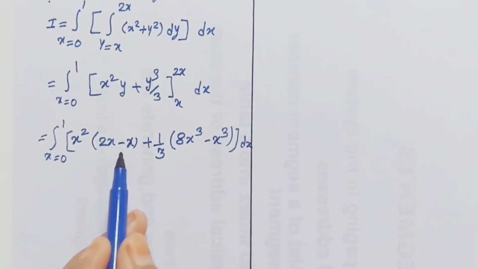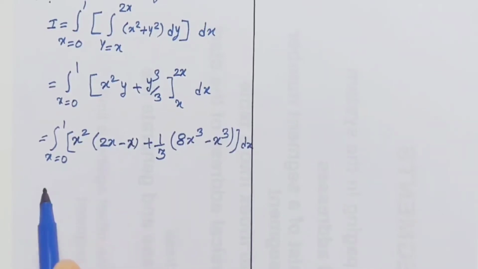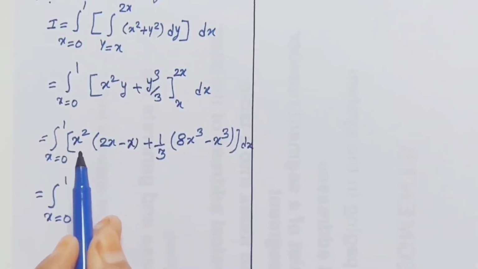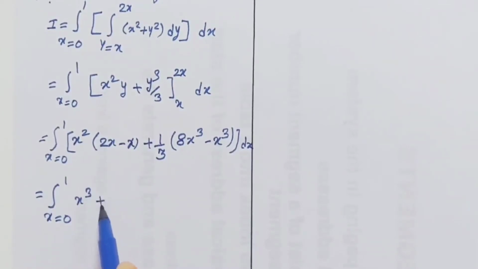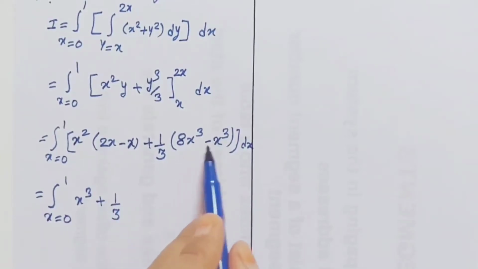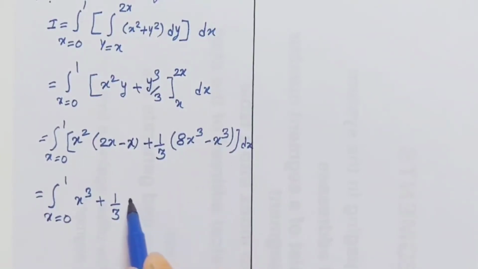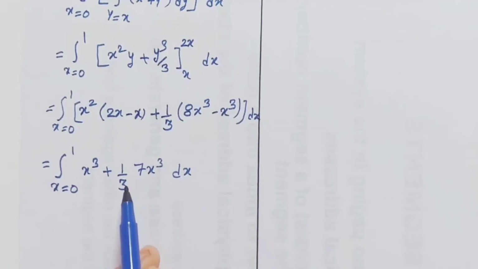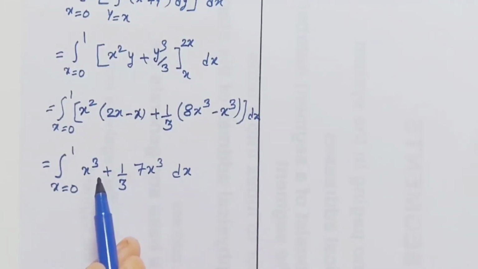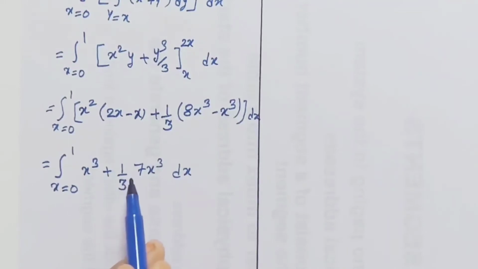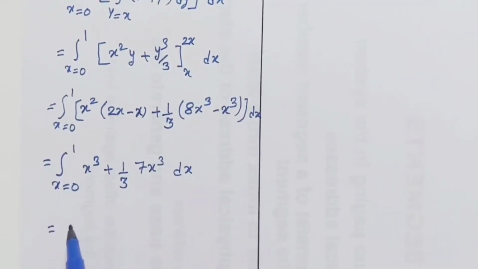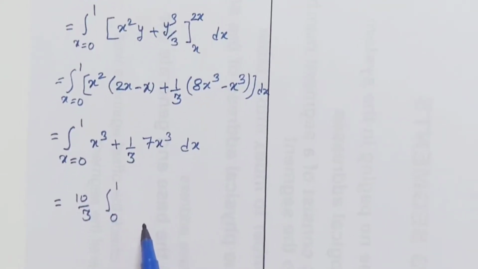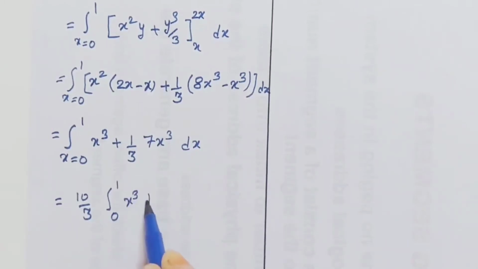Now simplify this term, so 2x minus x is x, integration 0 to 1, it is x, and x into x square is x cube, plus 1 by 3 as it is. Simplify this term, so 8x cube minus x cube is 7x cube dx. So here 7 by 3 plus 1, because x cube is common. If we take x cube outside, then remaining is 1 plus 7 by 3. So simplify this term, it will be 10 by 3, a constant, we can take it outside. Remaining is integral 0 to 1 x cube dx.